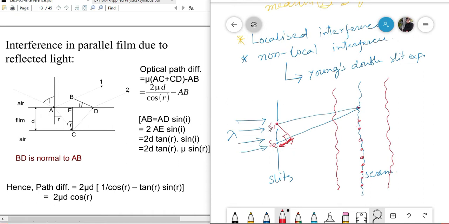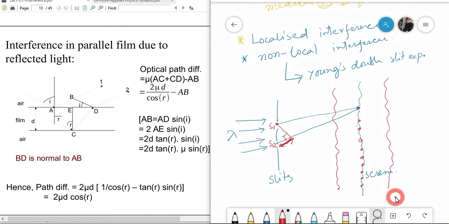Now see, the sources are here and the path difference is created at this point, and interference is happening at a distance on a screen, and that's why we call such interference phenomena non-local interference. It means the sources and where the interference actually happens are separated. They are not near to each other, they are far away from each other.